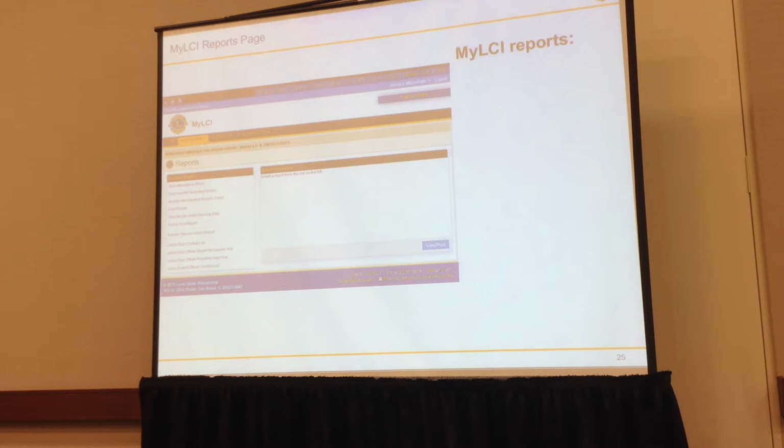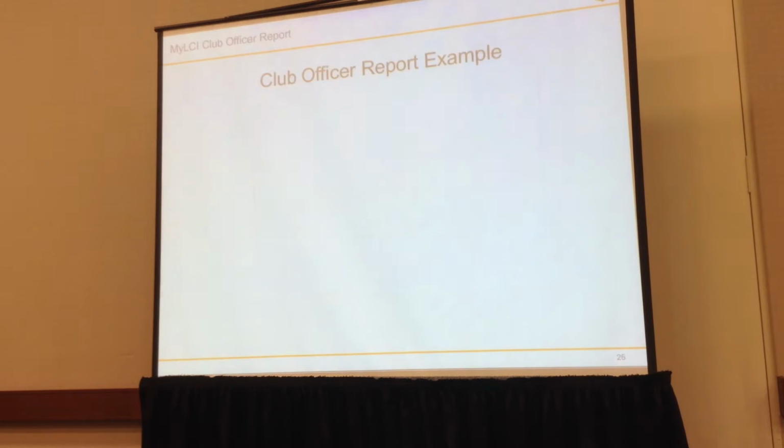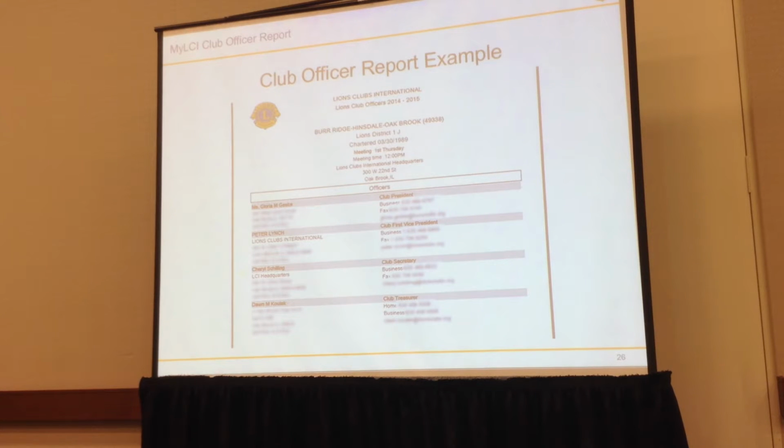Okay, and the next one is the club officer report. This one will list the club officers for this year or next year based on which report you choose. So we have either the Lions Club Officer Report for current year or the Lions Club Officer Report for next year. And once again, here's an example of that report.